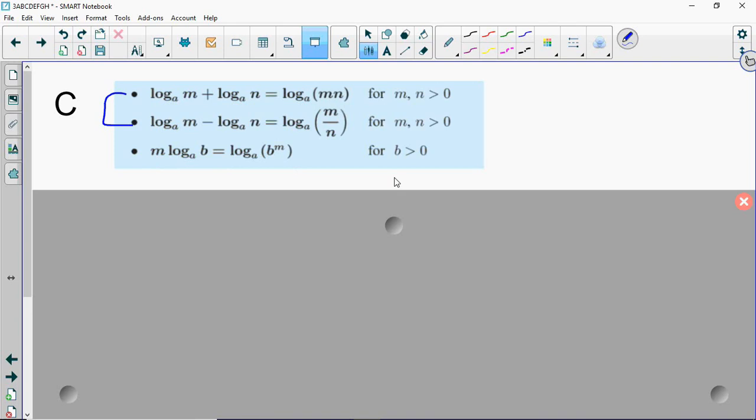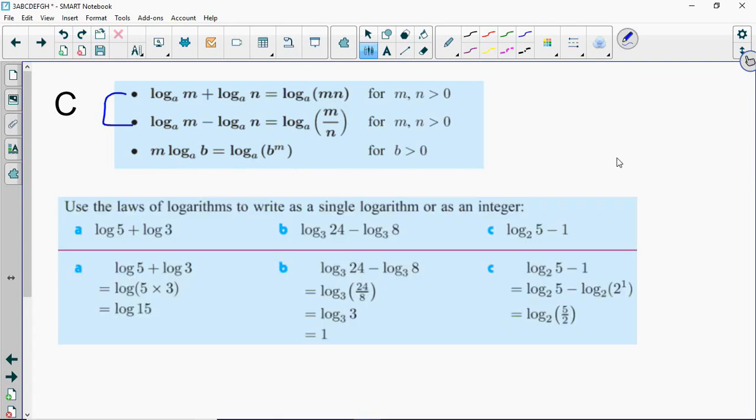All right, so we should be able to quickly understand what's happening here, right? Here's a sum, it's the same base, base of 10, so it's going to be log of 15. Here's a difference, same base, base of 3, 24 divided by 8 is 3, and then we have log base 3 of 3, which is just equal to 1.